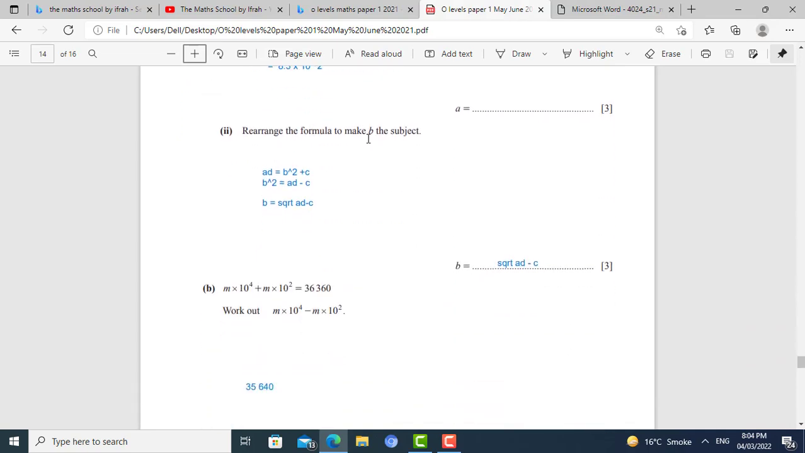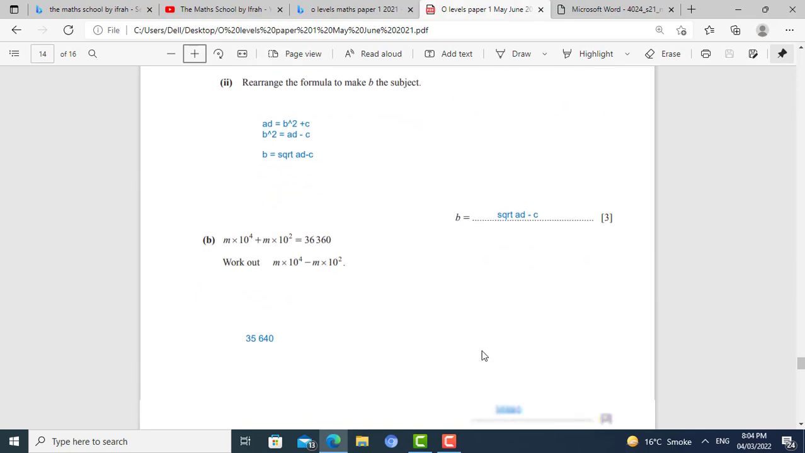Rearrange the formula to make b the subject of the formula. AD is b square plus c. b square is equal to AD minus c and b is square root of (AD minus c).